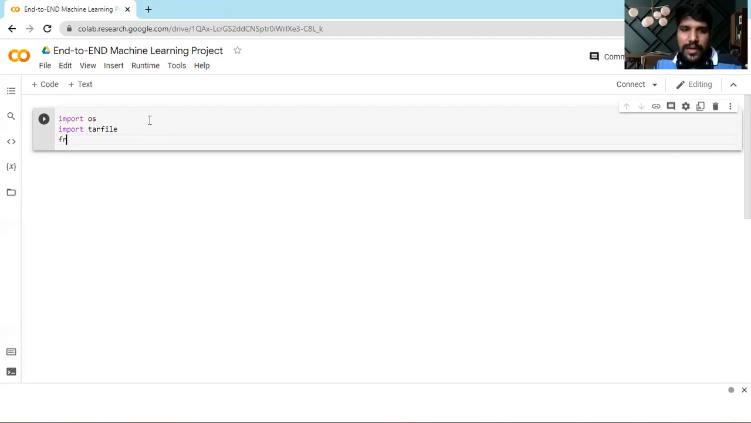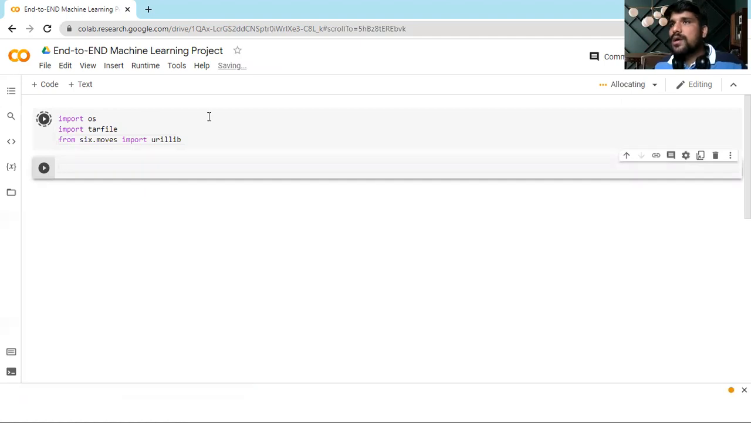Then there is another library, from six.moves import urllib. Okay, sorry, it's urllib. So urllib is basically a library to retrieve data and access any web page. Because we are accessing the GitHub link, and GitHub is on the internet, to access that internet link we will use urllib. Okay, so let me execute these things.